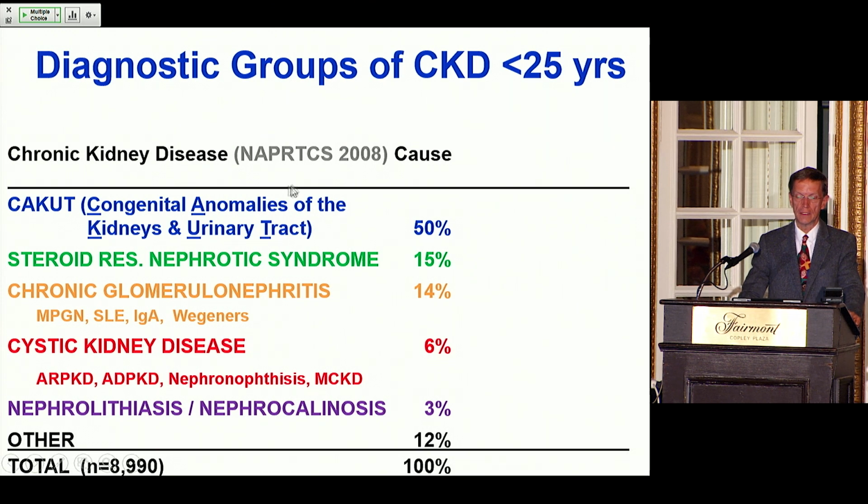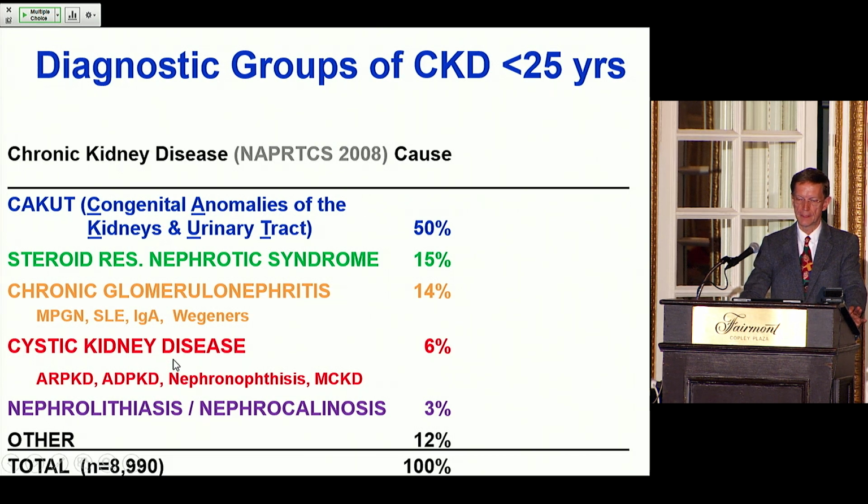So in children and young adults, 50% of the patients develop chronic kidney disease because they have congenital anomalies of the kidneys and urinary tract, in short, CAKUT. 15%, like this boy, have steroid-resistant nephrotic syndrome. 14% have chronic glomerulonephritis. This includes MPGN, Wegener's, but also atypical HUS. 6% have cystic kidney diseases such as ARPKD, ADPKD, nephronophthisis, medullary cystic kidney disease, and 3% have nephrolithiasis plus or minus nephrocalcinosis. So 88%, these 5 colors, fall into one of these 5 groups.